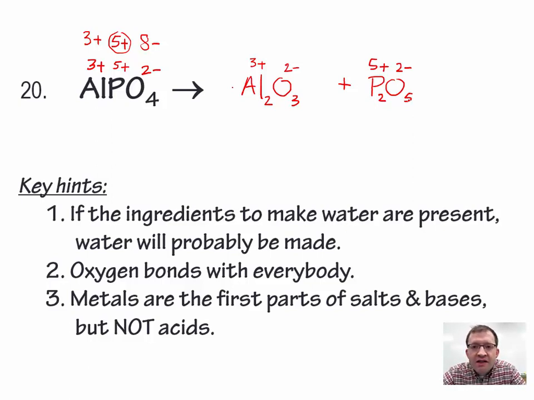If you have the ingredients to make water, go ahead and do it. We didn't, so we skipped over that kind of hint. Number 2, oxygen likes to bond with everybody. So we put oxygen with the other parts of this compound, aluminum and phosphorus. We put oxygen with both. And then the last part was figuring out phosphorus's charge in order to come up with the final formula for our phosphorus oxide, or in this case, diphosphorus pentoxide. Remember to think that charge through and bring those charges across to the other side of the compound too.